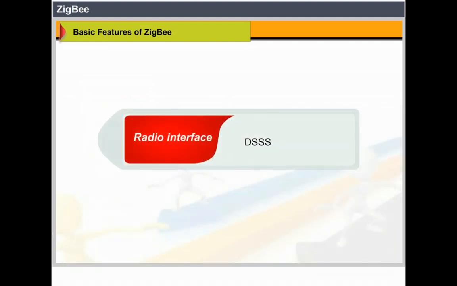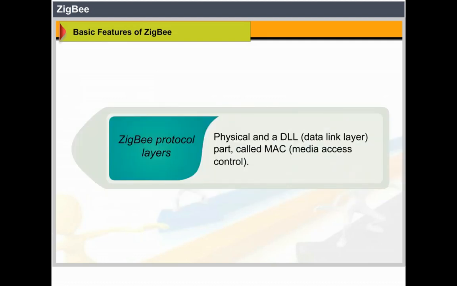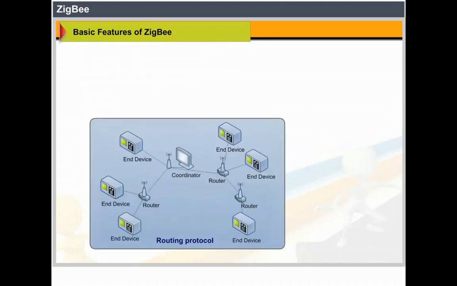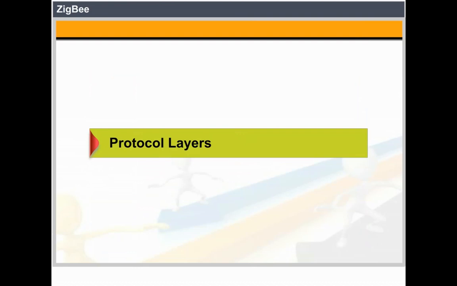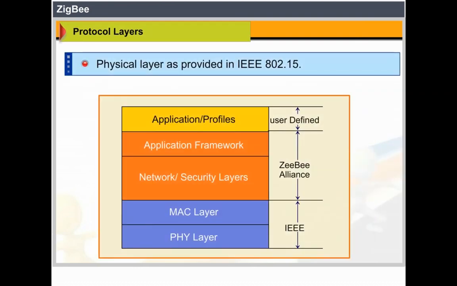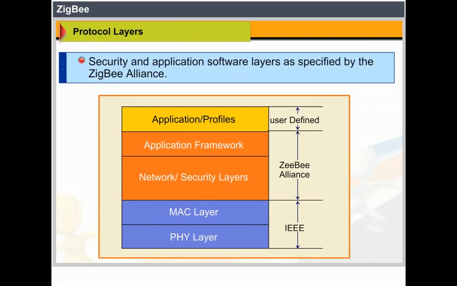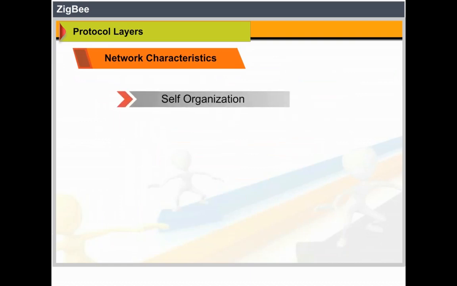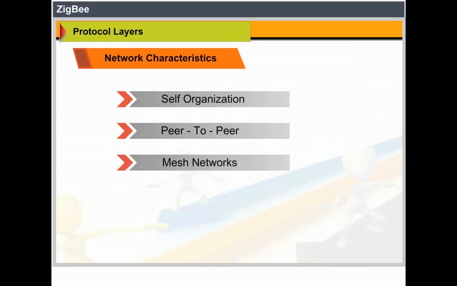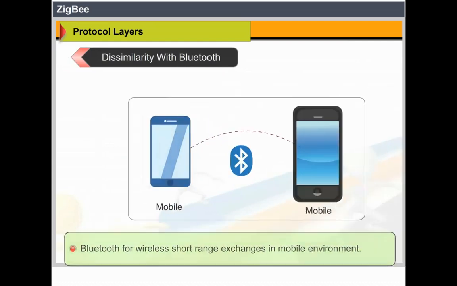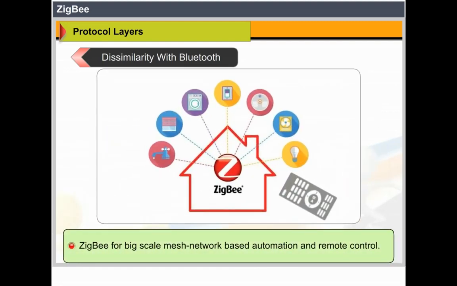Radio interface DSSS. ZigBee protocol layers: physical under DLL, data link layer part called MAC, media access control. Device types: coordinator, router and end device types. Routing protocol AODV. Protocol layers: physical layer as provided in IEEE 802.15, MAC layer as provided in IEEE 802.15, security and application software layers as specified by the ZigBee Alliance. Network characteristics: self-organization, peer-to-peer, mesh networks. Dissimilarity with Bluetooth: Bluetooth for wireless short-range exchanges in mobile environment. ZigBee for big-scale mesh network-based automation and remote control.